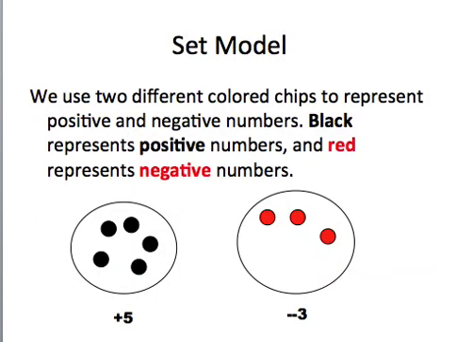When we're representing integers, we often use different color chips to represent negative and positive. Positive chips are black, negative chips are red. So in this first circle, we have a representation of +5. In the circle to the right, we have a representation of -3.